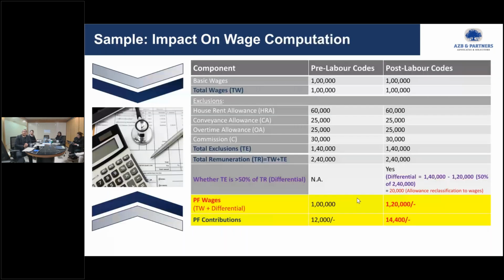If you see on this slide, right, what is appearing, this is a sample salary structure, pre-labor code and post-labor code. Most of the figures are absolutely same. If you look at a comparison between the two and the total exclusions, and when I say exclusions, all the allowances and everything is 1,40,000 in both cases. If I add up the total remuneration, it is 2,40,000. Now, if I had to do a PF wage calculation, I would have simply done something on basic wages.